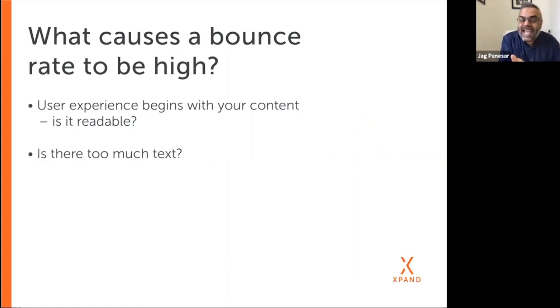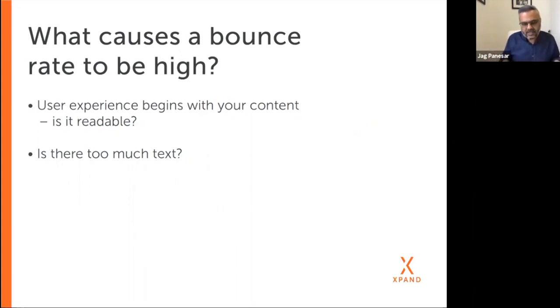Is there too much text? If you've got this massive wall of text, I don't know about you guys, but I kind of like to skim read, and then I become a very detailed reader when I'm getting closer and closer to making a purchase. There's three broad types of content consumers, and you can classify them as skimmers, swimmers, and divers. And it's pretty self-explanatory.